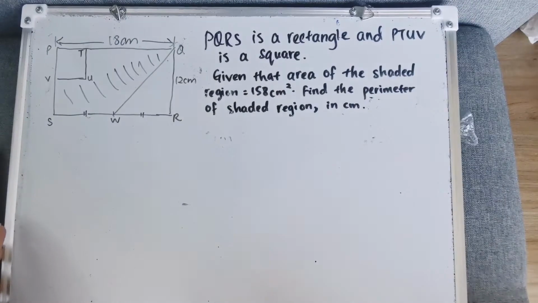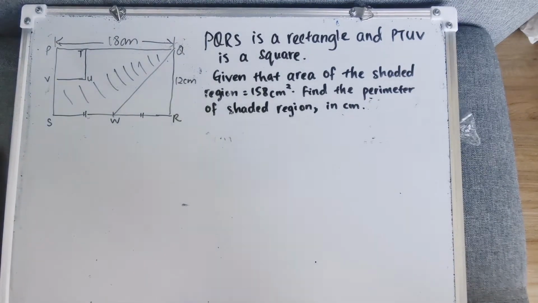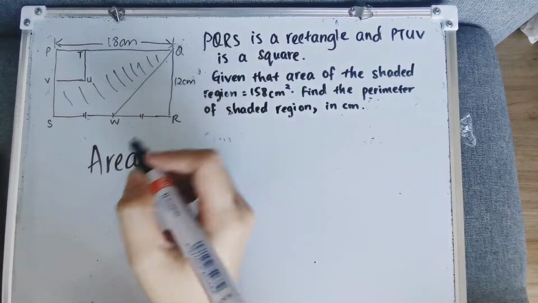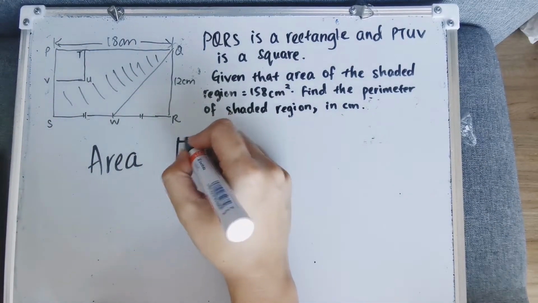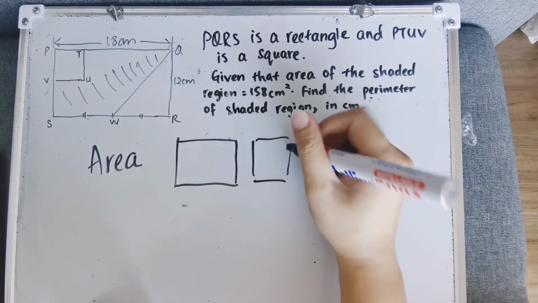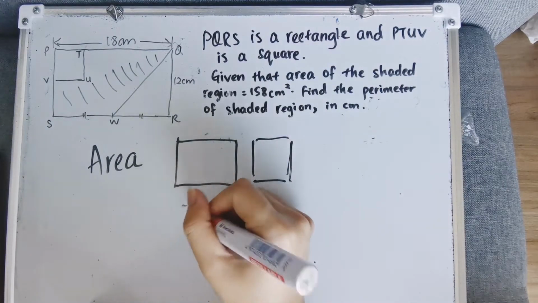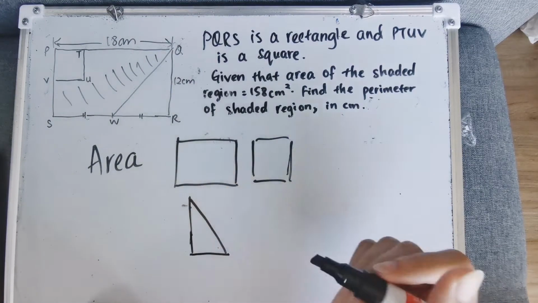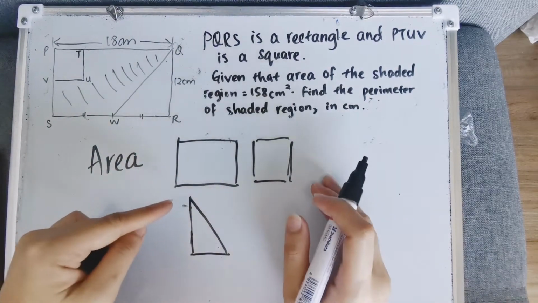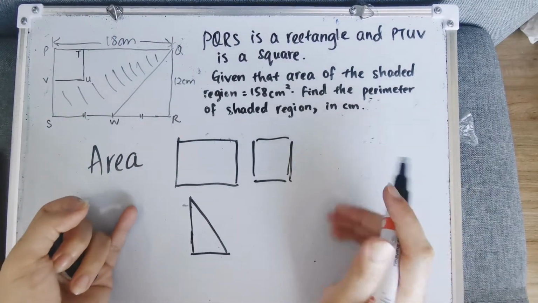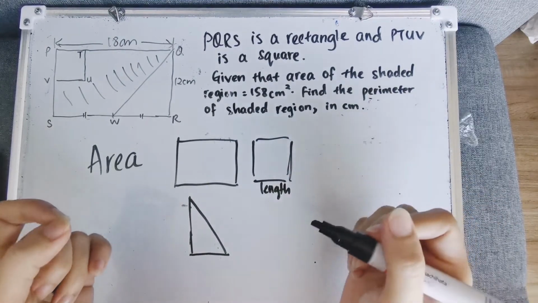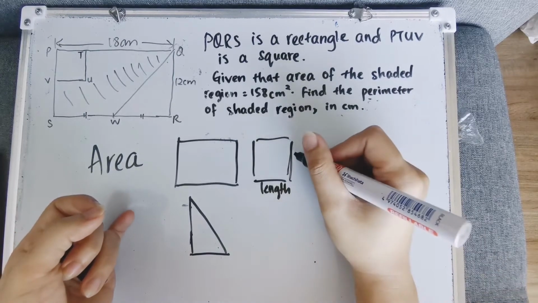The next one you have to understand is your area. In UPSR, you only learned triangle, rectangle, and square. For your rectangle or your square, the formula is the same, which is length times width.